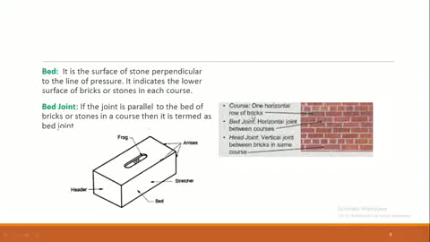Here you can see that a course means any horizontal layer of bricks, and the bed joints are the horizontal joints between the courses. These are the vertical joints, which are called head joints, but these vertical joints are also called the perpends. So the horizontal joints are called the bed joints and the vertical joints are called the head joints or the perpends.